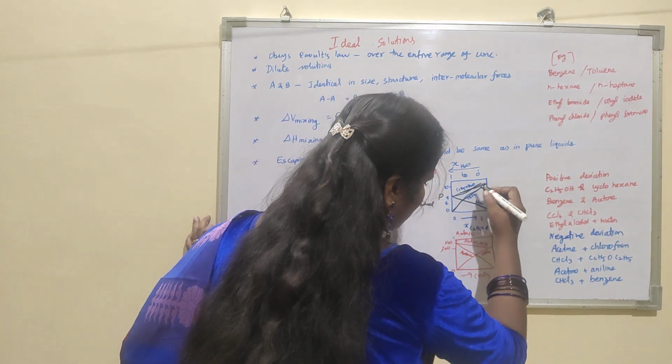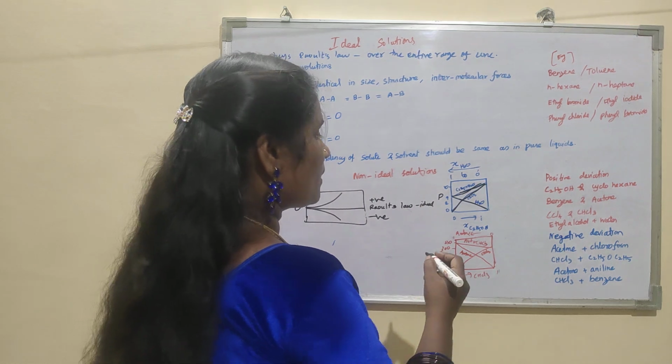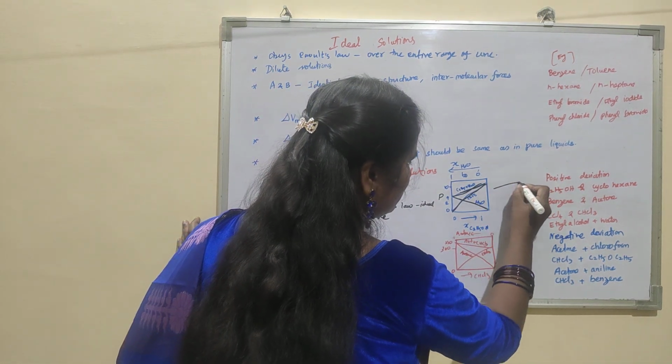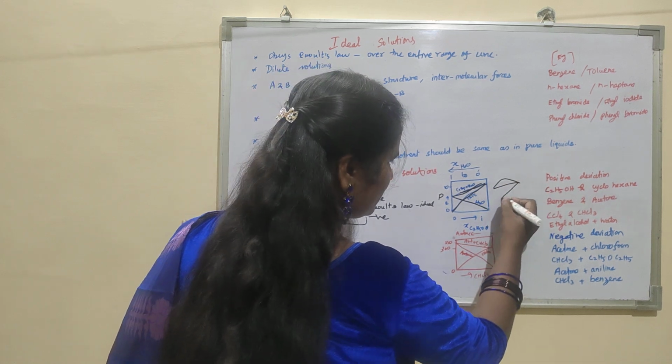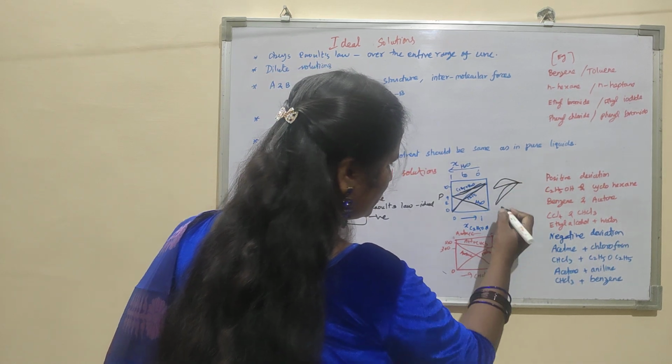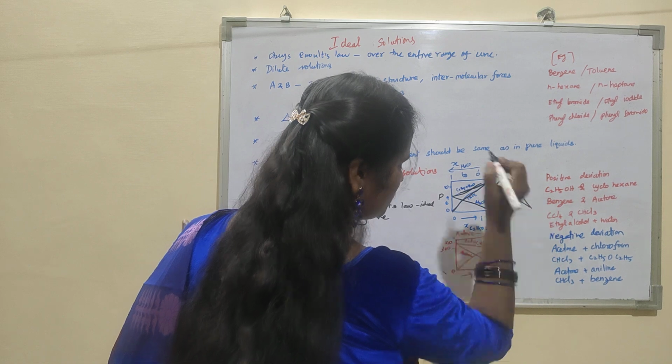This is the normal line. If it has positive deviation, the curve will go above the line. Similarly, this one will also go above the line, and here also it will go just above.